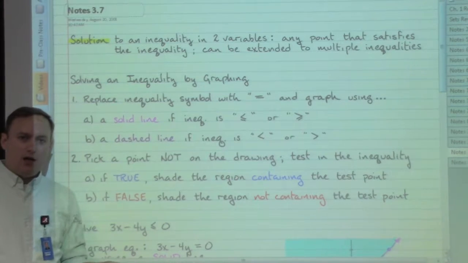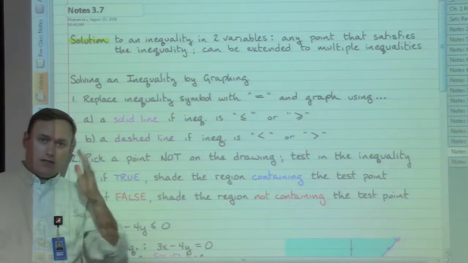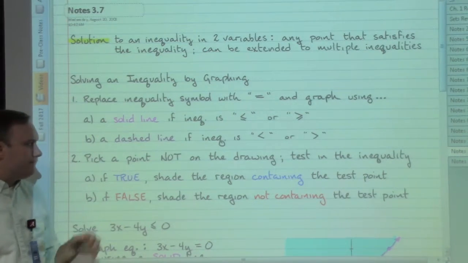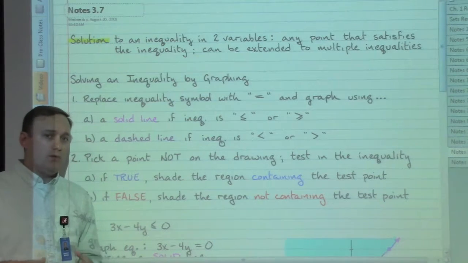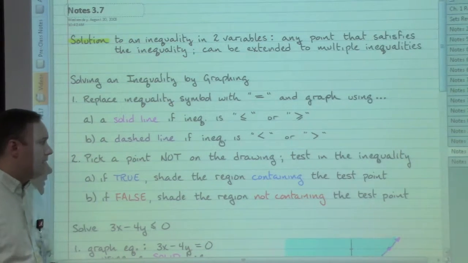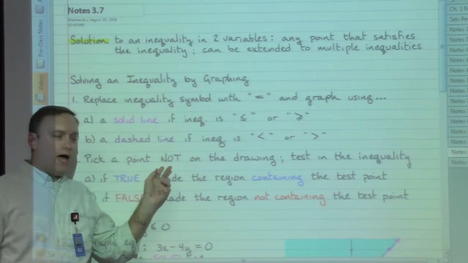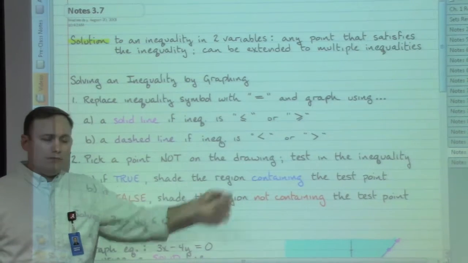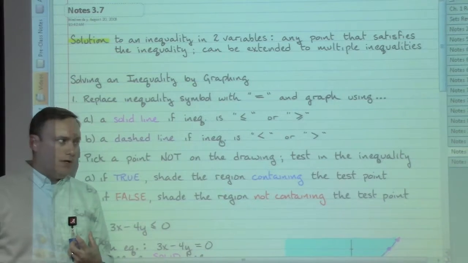So again, the line's going to cut our grid, our plane, into two different pieces, no matter whether that's a vertical line, a horizontal line, or some sort of slanted line one way or another. We've got two parts of our plane, two parts of our grid. And so we need to pick some sort of point that's not going to be on the drawing that we created and test that in our original inequality.